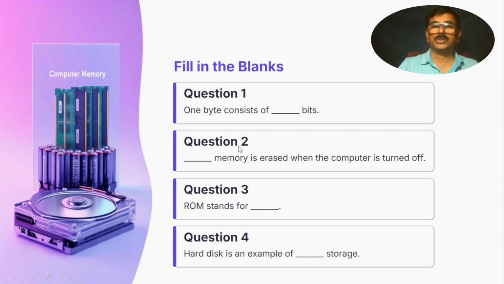Then fill in the blanks. Question 1. One byte consists of dash bits. One byte consists of 8 bits. Dash memory is erased when the computer is turned off. Random access memory is erased when the computer is turned off. ROM stands for read-only memory. Hard disk is an example of dash storage, secondary storage.